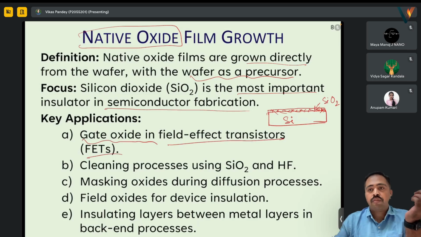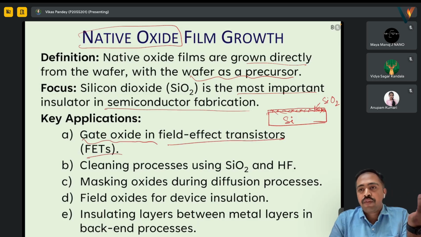Does anyone know what a FET looks like? I think most of you. What's your question? I didn't understand. FET, field effect transistor. Are you aware of the structure of FET? No, sir, I never saw it, but I read about it. Okay. Anyone? Maya, Manoj, are you there?